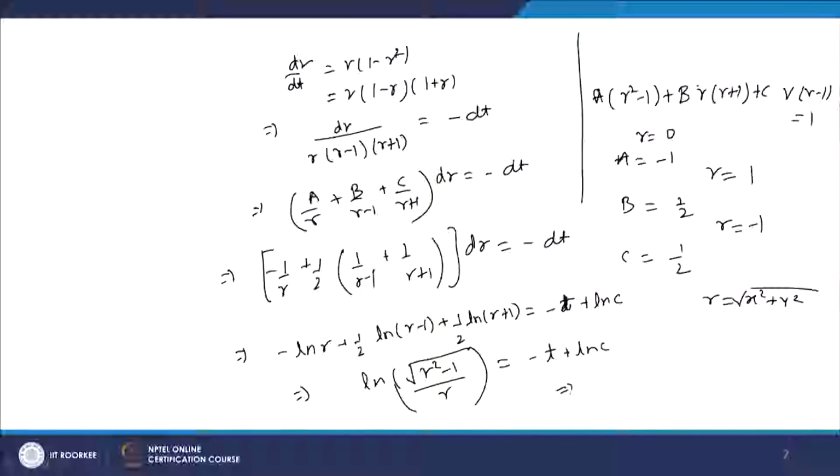So, we can simply write this as under root (r square minus 1) upon r equal to e to the power minus t, you write it. Now this c I have already used, so let us use some other notation, let us say c1. So under root (r square minus 1) upon r is equal to c1 e to the power minus t. Now let us square it out, and we have (r square minus 1) upon r square equal to c1 square e to the power minus 2t.